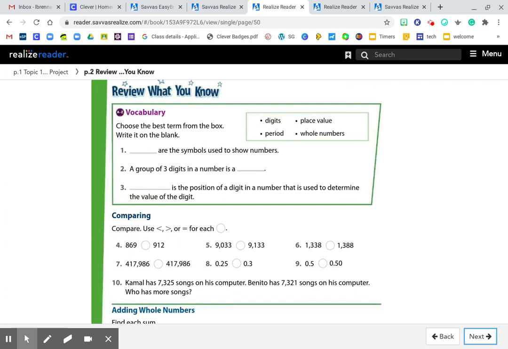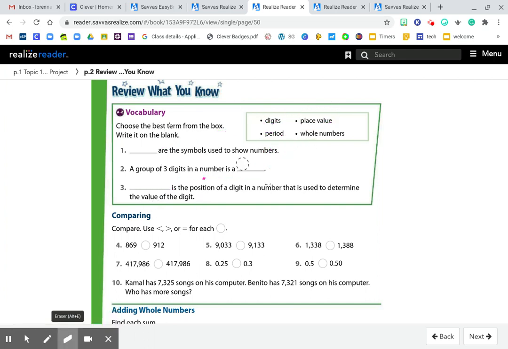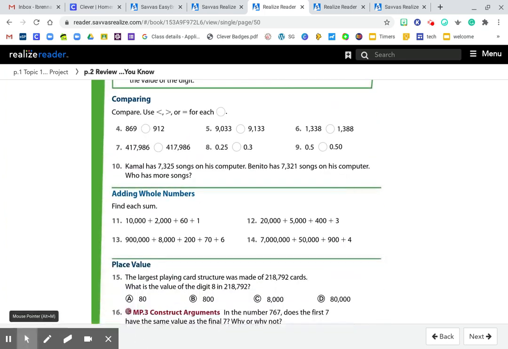So right now, number 1, digits are symbols that are used to show numbers, so you would write that in. A group of 3 digits in a number is called a period, and the place value is the position of a digit in a number, so you'd write those words in there. And this is reviewing what you know. So these are vocabulary words from 4th grade. If you're not sure what they are, make sure you're reviewing.